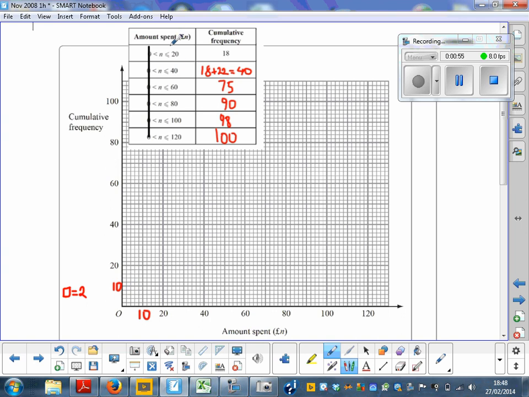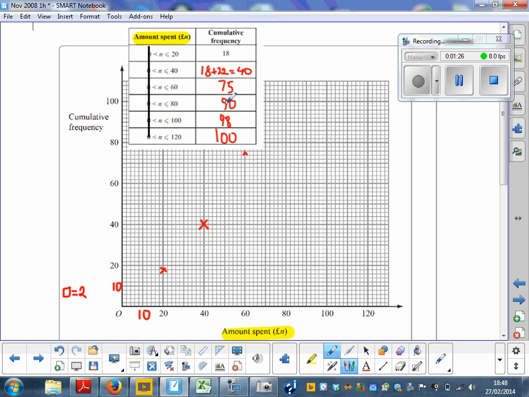So the first point would be the amount spent in pounds right here. Just remember that the first number is going to go on your x-axis, yeah? It's 20, so 20 is right here. So that's the first point. The second point is 40-40. Not much confusion here. Then 60-75 will be 60-75. Now, if you think about it, that's 70, that's 72-74, so right in the middle, 75.